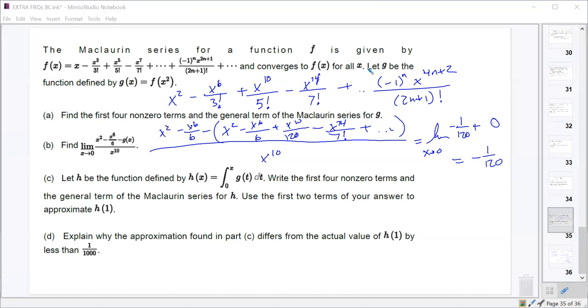All right, part C. Part C is just asking us to write out the series for h and then use the first two terms of our answer to approximate h of 1. So h is just the integral from 0 to x of g of t. So let's write this out.